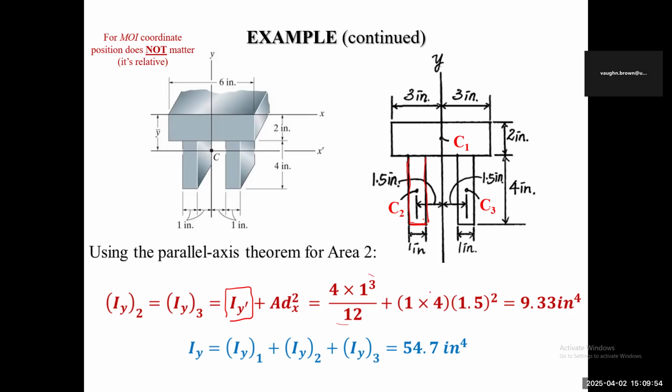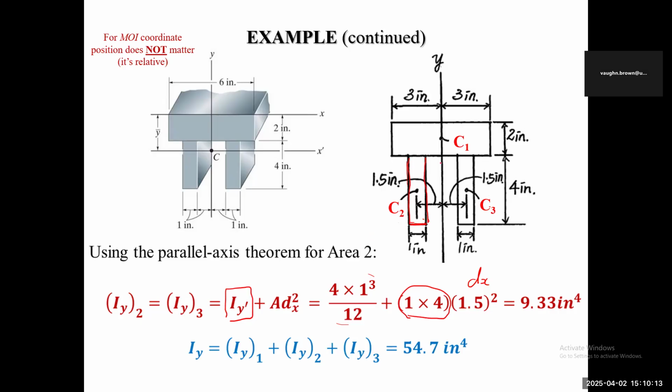The next part now, the area is 4 times 1. So we know that that is standard. What is your dx here now? How do you find dx? Can somebody tell me how we're finding dx here for this figure?